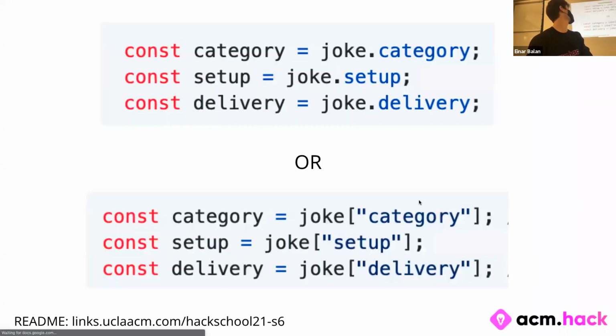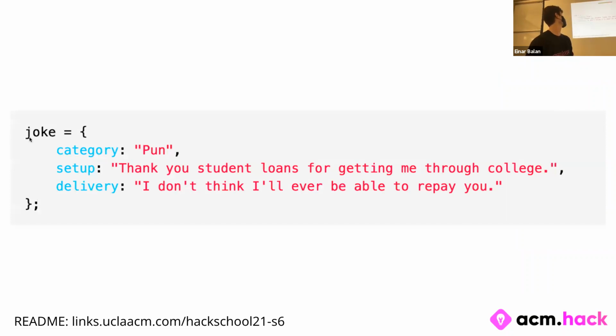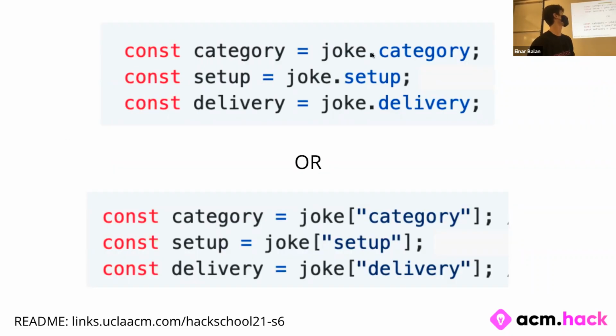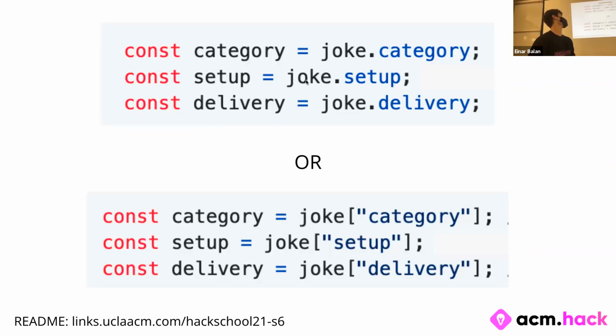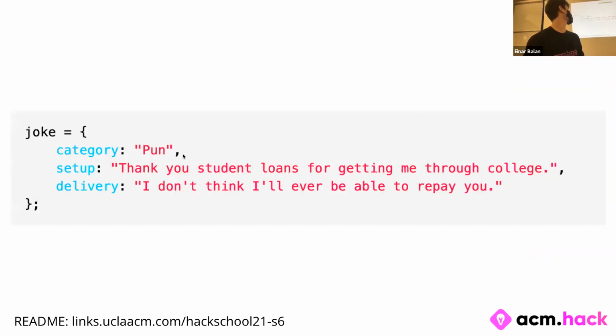So to get at these values in this joke, we could either use this dot notation, so to access the category, joke, which is the object name, you can see, joke.category, which is this key. That will be equal to pun. Then we can use joke.setup to access setup, or joke.delivery to access delivery. And again, that will just give us these respective values here.